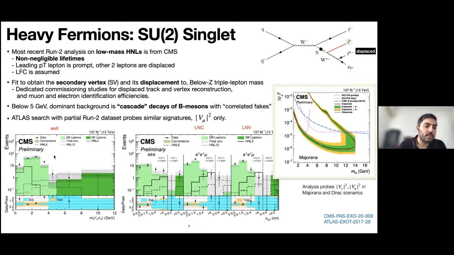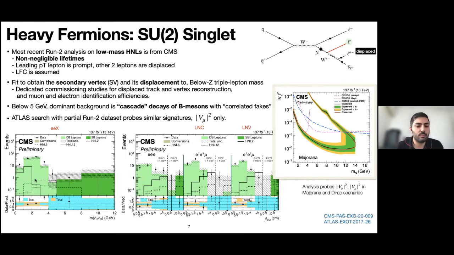And this you can very clearly see on the left-hand side, the mass plot of the second and the third leptons. This is the mass of the L prime and L double prime. And you see this very clear cutoff at around 4 to 5 GeV, which is the typical mass of the B meson. And you see that the color scheme of the background changes from correlated fakes, or correlated misidentified leptons, shown in light green, to dark green as you go across this boundary. And of course, depending on the HNL mass you're probing, your signal will sit at different values of this phase space. But the analysis is very sensitive to the nature of the backgrounds.